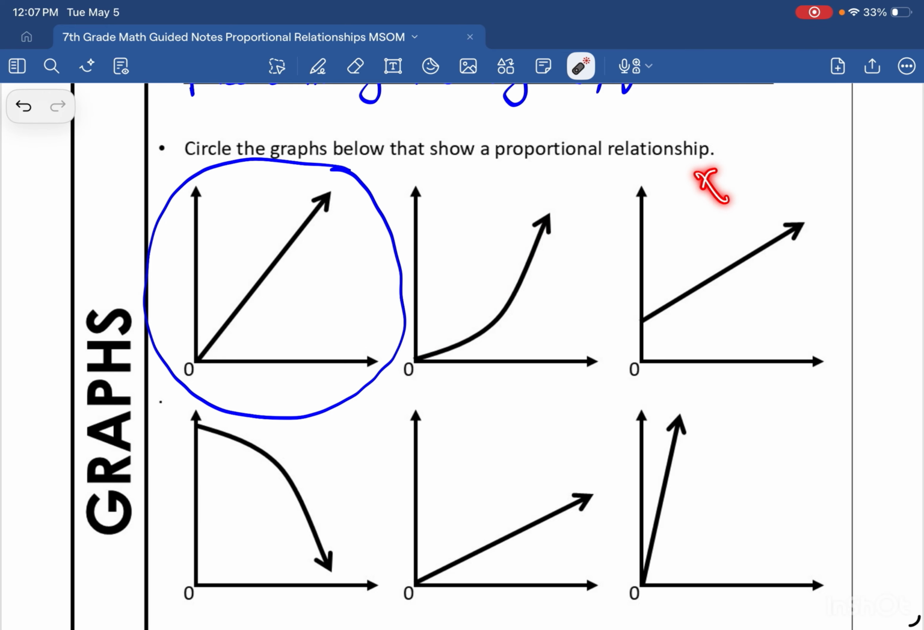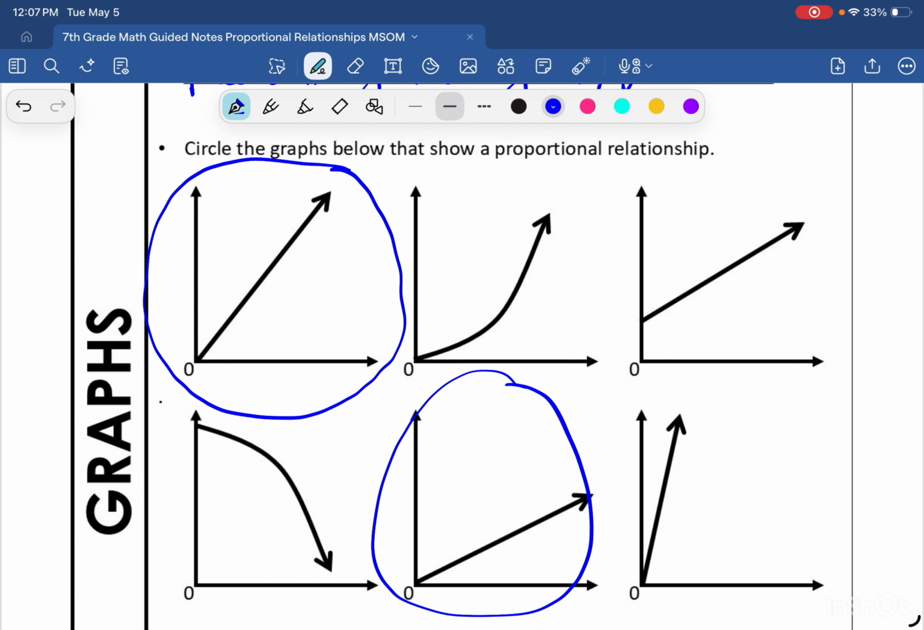This next one right here, again, it is a straight line, yes, but it does not pass through 0, 0 or the origin, so this is not a proportional graph. This next one down here, not a straight line and doesn't pass through the origin, so that doesn't work with either of them. Not a proportional relationship. This one right here, straight line, goes through the origin. Let's circle that one.